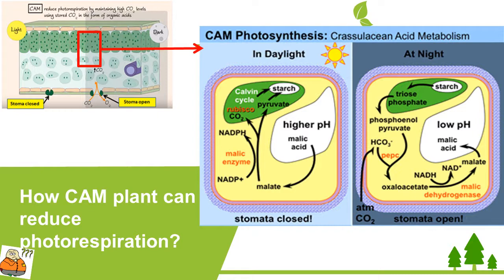Pyruvate is reconverted back to PEP with an energy input of ATP during the night. Pyruvate is the same name as triose phosphate. So what happens to the carbon dioxide here? Carbon dioxide is incorporated into RuBP by the Rubisco enzyme in the Calvin cycle and produces sugar, which is G3P. And then the sugar produced from the Calvin cycle is transported into the vascular tissue.